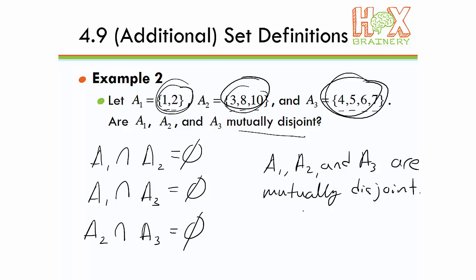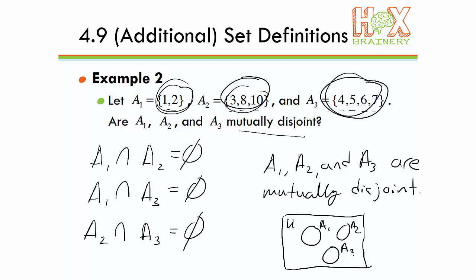So they're all non-overlapping. If you did a Venn diagram, so we can visualize this, and you have a universal set, if you have A sub 1, A sub 2, and A sub 3, they're all disjoint, no overlapping. So that's why sometimes, instead of mutually disjoint, this is referred to as non-overlapping sets.